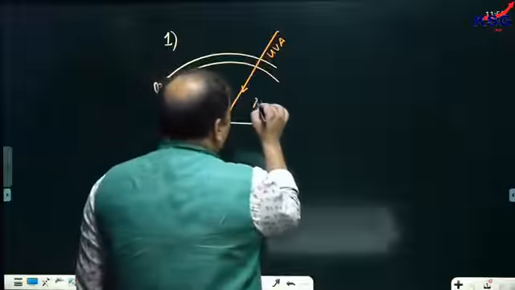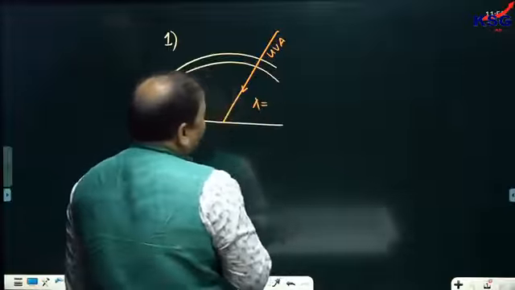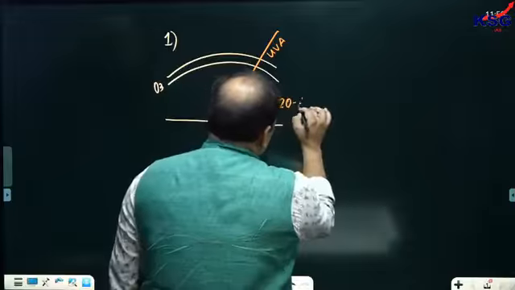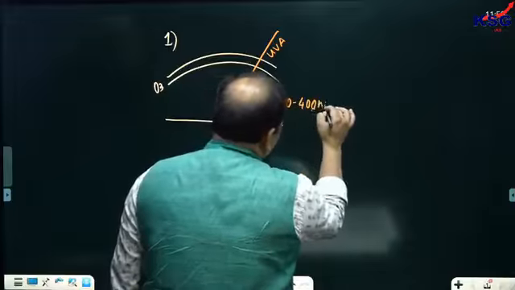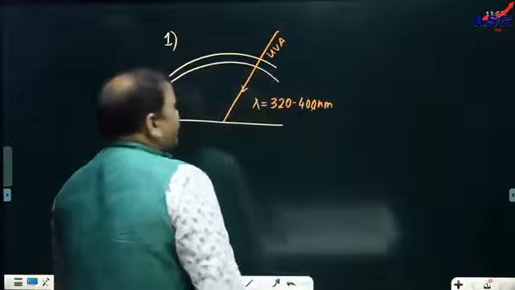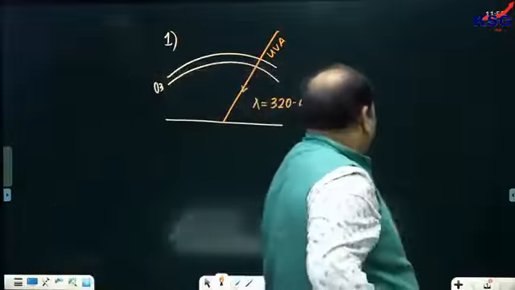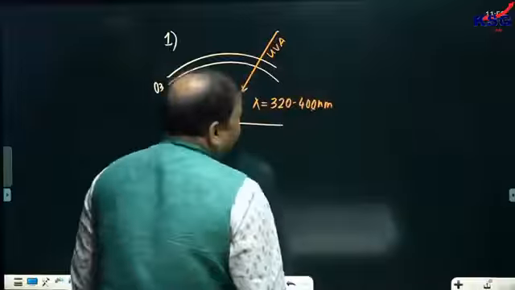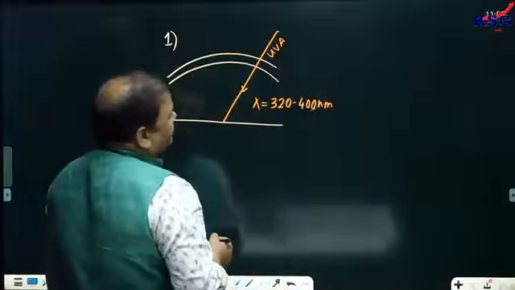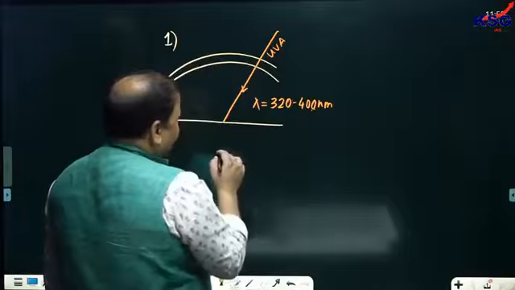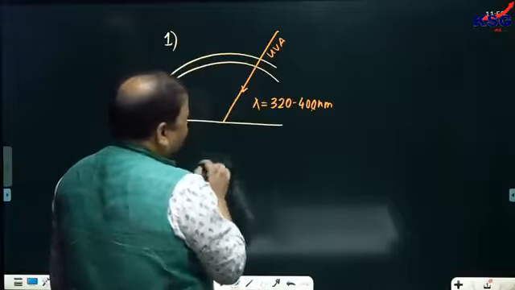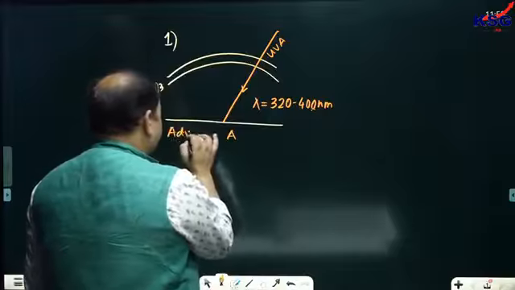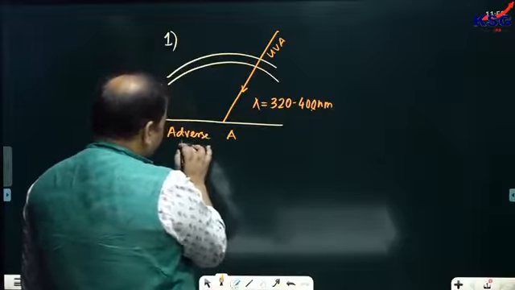And if we talk about the lambda, the wavelength of this radiation, the wavelength is from 320 to 400 nanometers. That's the wavelength of this radiation, 320 to 400 nanometers. Clear? And when it reaches the surface of the earth naturally, what is the adverse impact of this radiation?